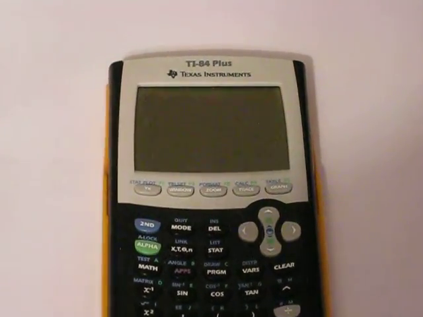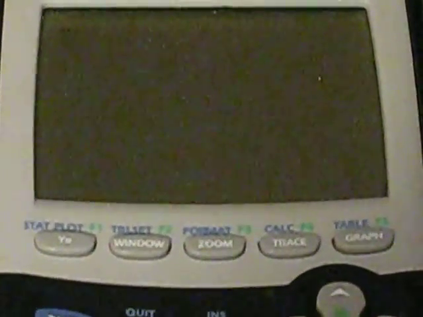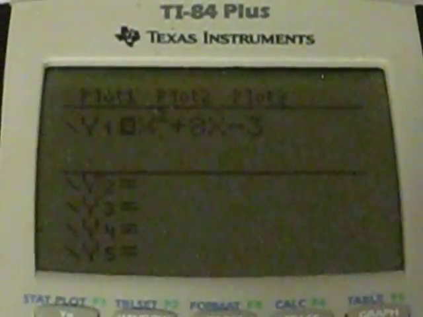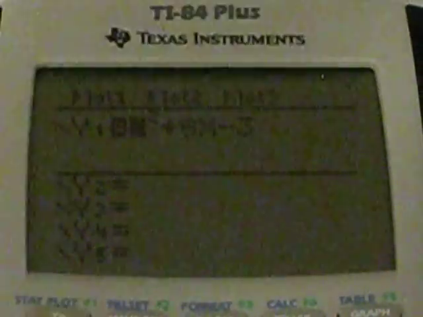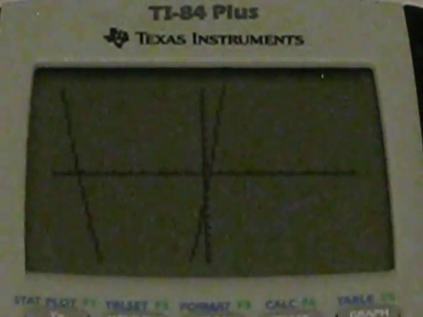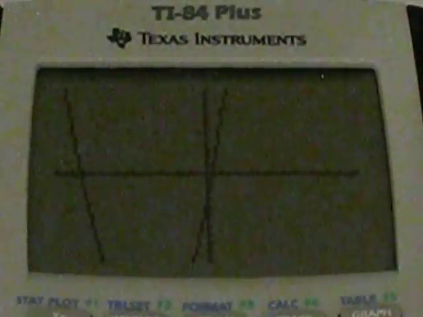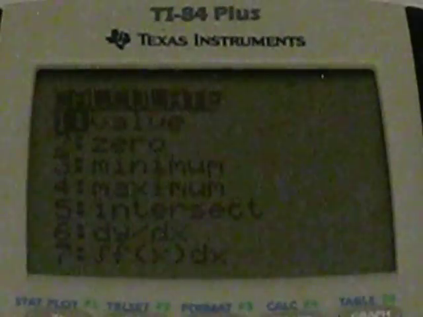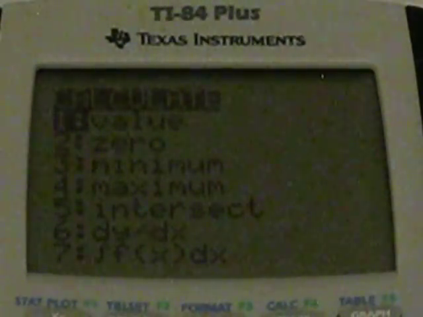Let me zoom in a little bit. Okay, so that's a little snowy looking there. If I press graph, there's my parabola. Now if I want to approximate these roots, you go to second calc, or second trace, choose number 2 for zero.